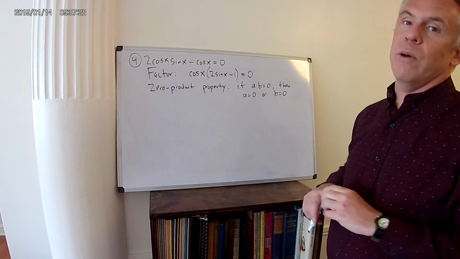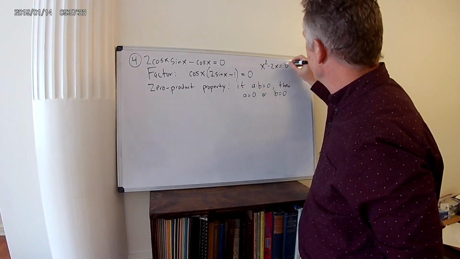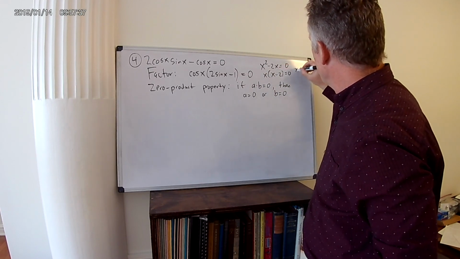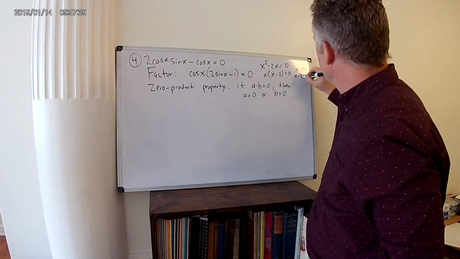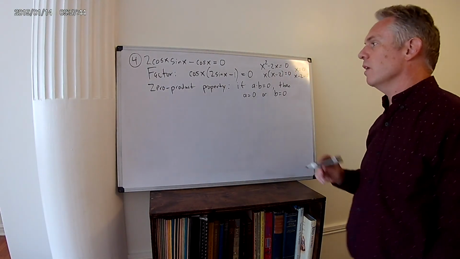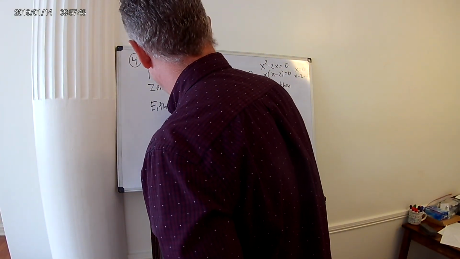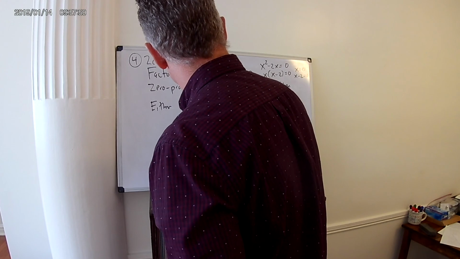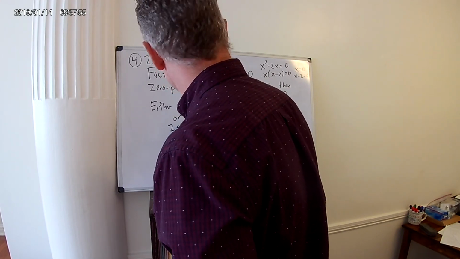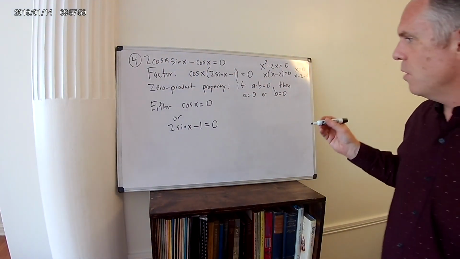If you have a regular equation and you factor it, such as x squared minus 2x equals 0, you factor out x, you get x times x minus 2 equals 0. This means either x equals 0 or x minus 2 equals 0. That's how you solve an equation with factoring. So either cosine of x equals 0 or 2 sine x minus 1 equals 0. Okay, let's consider both of these cases.